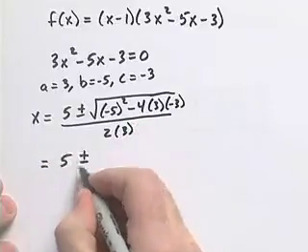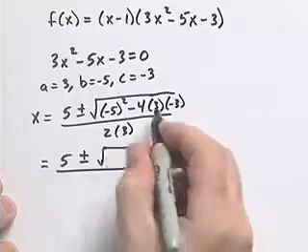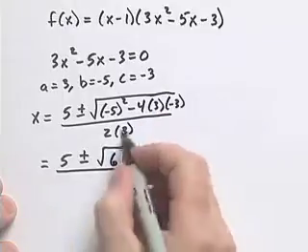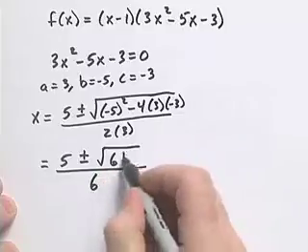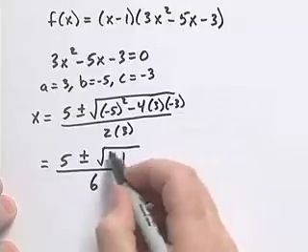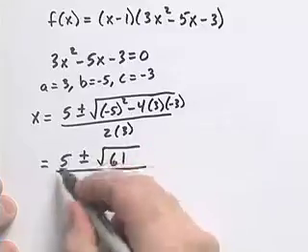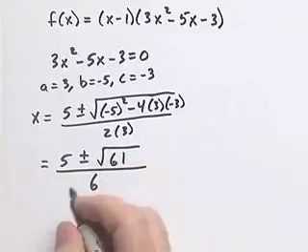It gives us 5 plus or minus square root. Now if we work out what we get on the inside, it turns out to be 61. And our denominator here is 6. Since 61 is not a perfect square, there's no way we can reduce this, and there's no perfect square factors of 61, and these are our two remaining zeros.